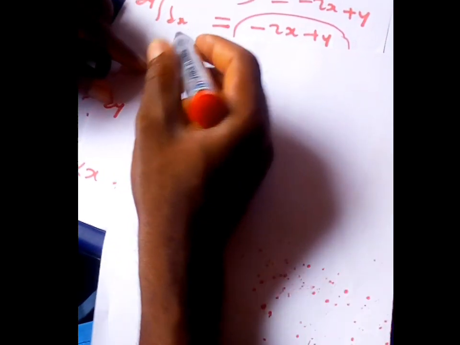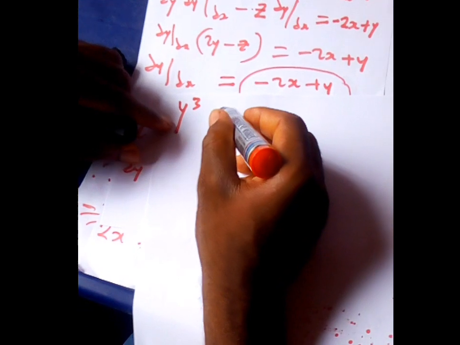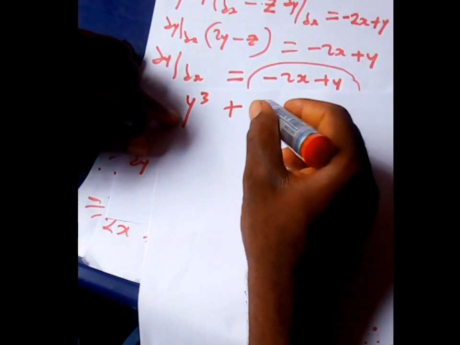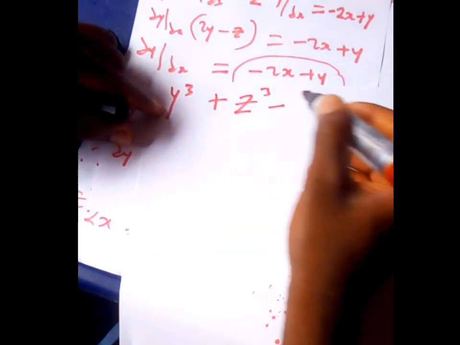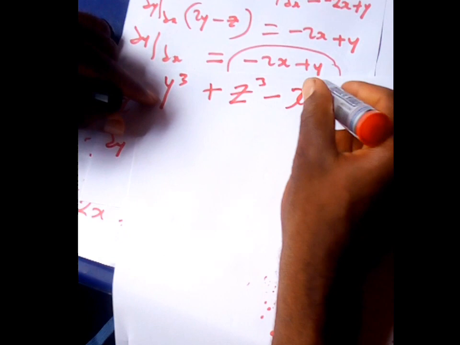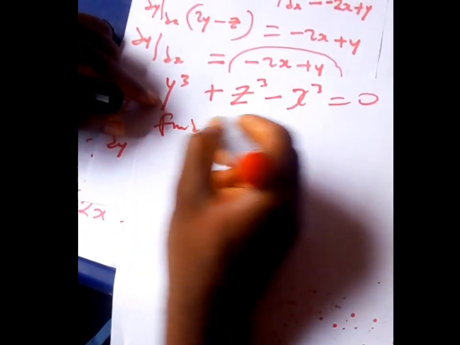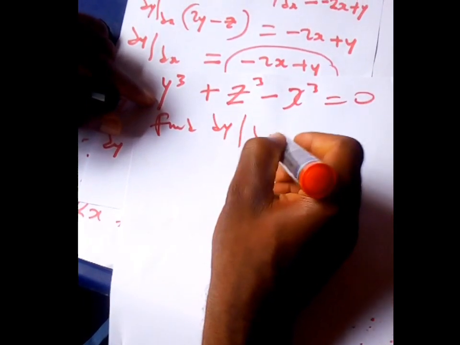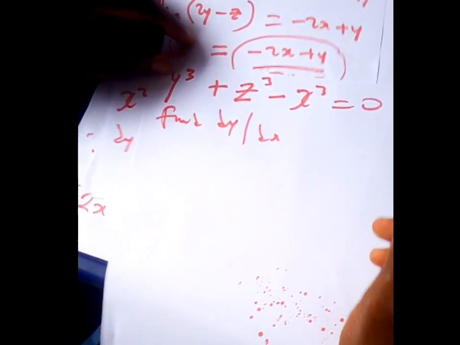Now, having y cube plus x cube minus z cube equals 0. Find the dy dx of this function. Y cube plus x cube minus z cube equals 0.